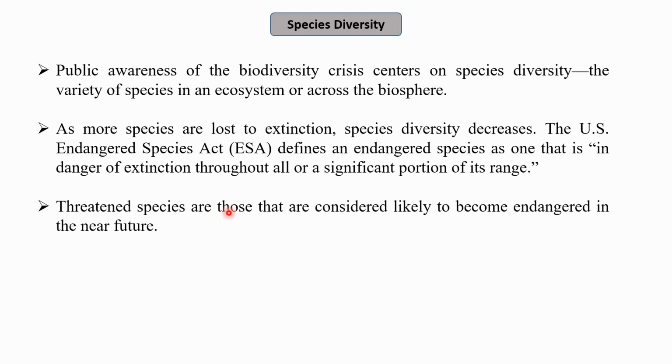Threatened, in contrast to endangered species, similar to the endangered species, is another term: threatened species. Threatened species are those that are considered likely to become endangered in the near future, which are not on the verge of extinction, but they may become endangered in the near future. So their number is also less, and we need to prevent or preserve these species at any level. Otherwise, there will be a day when there will be no organism of these species left.